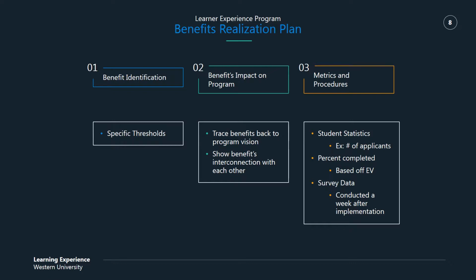And then our metrics and procedures. Some of our metrics are student statistics. So for instance, number of applicants who completed their applications, very specific stats that we should be able to get from different departments and make sure that they're collecting them properly. Other metrics that we're going to be basing it off of are percent completed. This is based off of our earned value. And then other metrics that we're going off of rely on survey data. These will be conducted a week after any solutions implementation to be able to gather whether we have hit our goals or not.